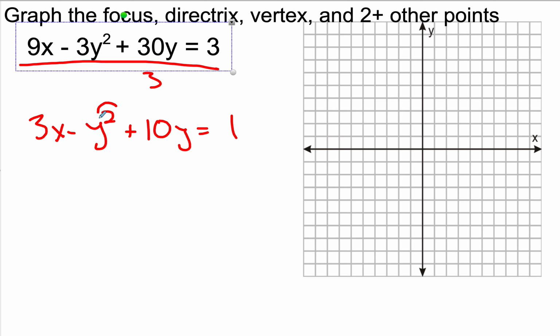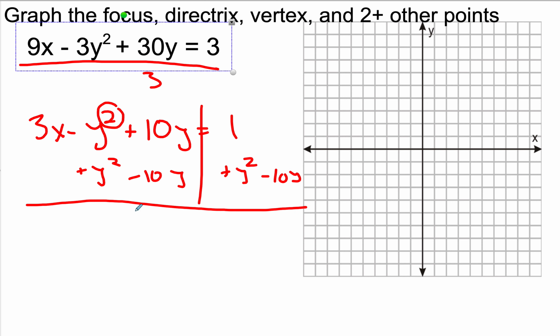So notice the y is squared, so this is going to indicate it's going to be a left-right parabola. Let's move the y squared and the 10y over. So I'm going to add y squared and subtract 10y on both sides. So I get 3x, and then how about we subtract 1 on both ends? So 3x minus 1 equals y squared minus 10y.